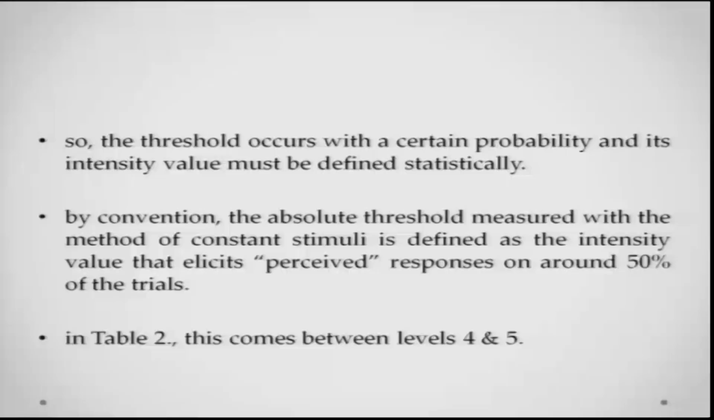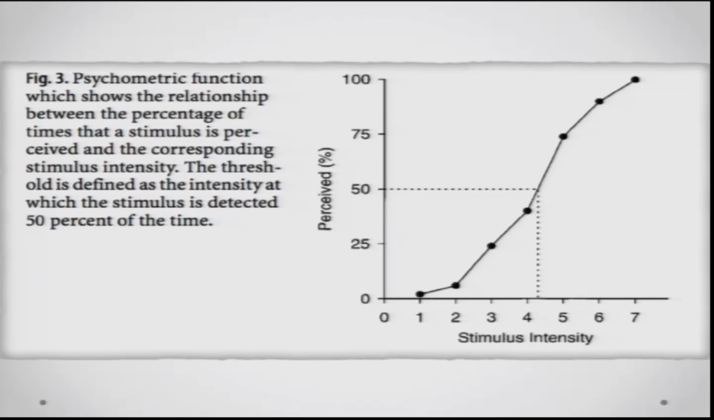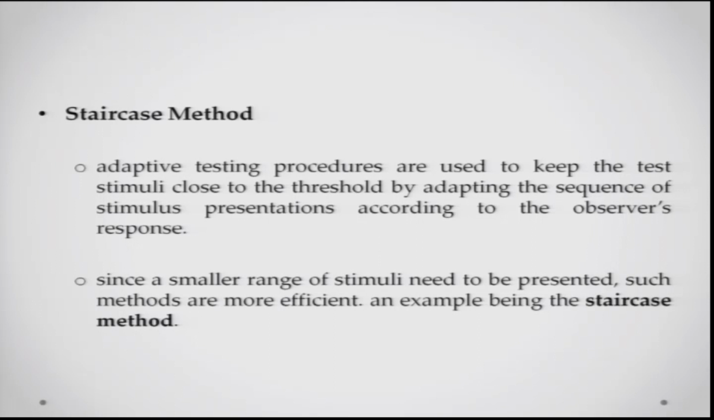So, the threshold occurs with a certain probability and its intensity value must be defined in a statistical way. By convention, the absolute threshold, measured with the method of constant stimuli, is defined as the intensity value that elicits perceived responses in around 50% of the trials. So, if just above 50% of the time you can detect something, that is pretty much what your absolute threshold will be. Okay, so in table 2, which you just saw, you can see that this value lies somewhere between 4 and 5. Make sense? Another method you can use to determine absolute threshold is the staircase method.